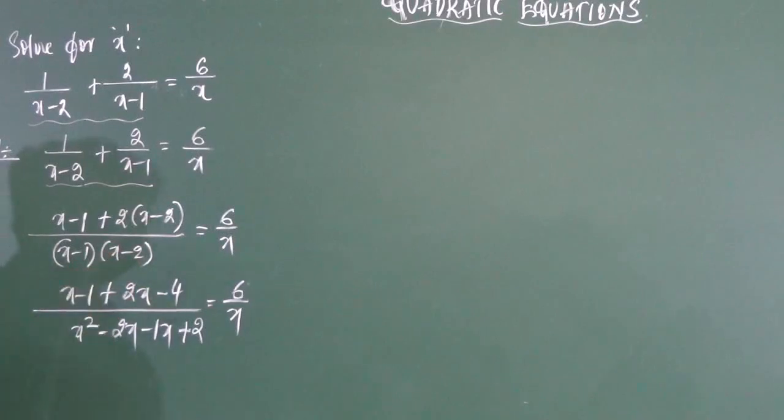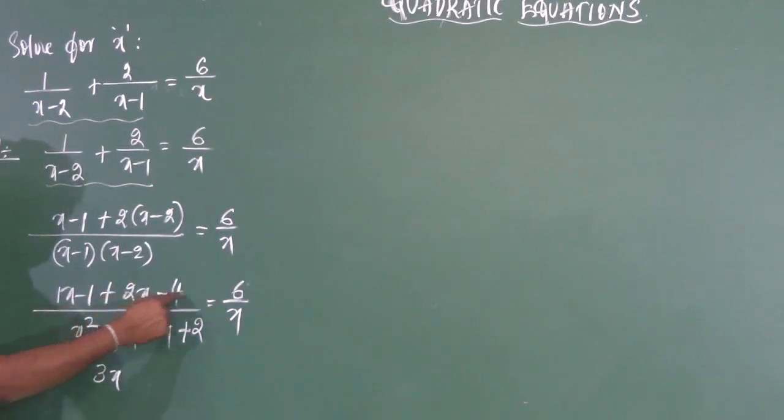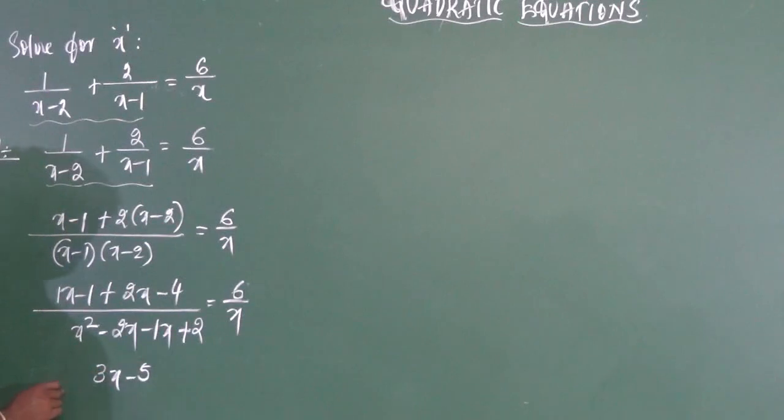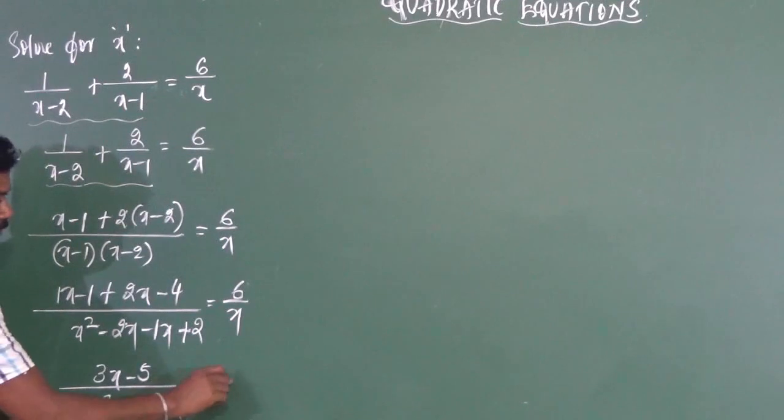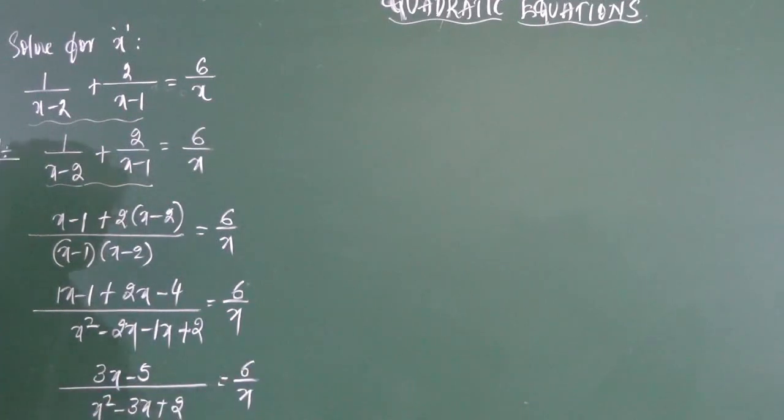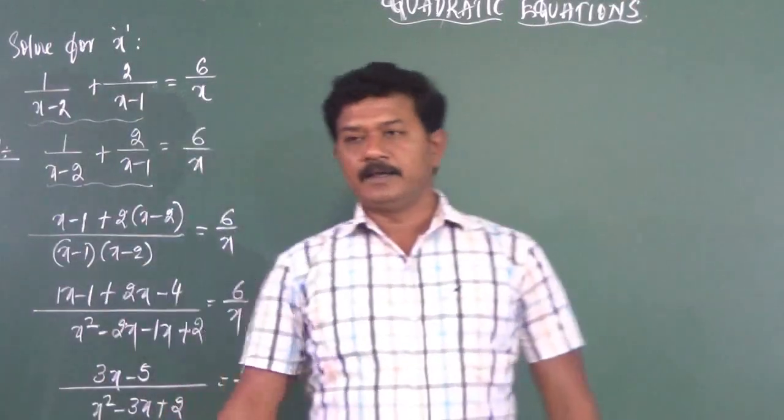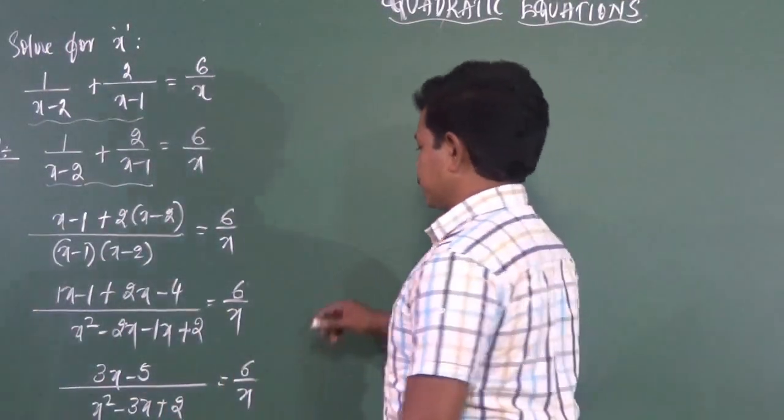Got it? Okay. So simplify the algebraic terms, that is 1x plus 2x, it is 3x. Minus 1 minus 4 is minus 5, by x square. There is no like algebraic term to simplify: minus 2x minus 1x is minus 3x, plus 2, is equal to 6 by x. So what is the next better step to be done? Cross multiply. Yes, exactly. You have to go with the cross multiplication.